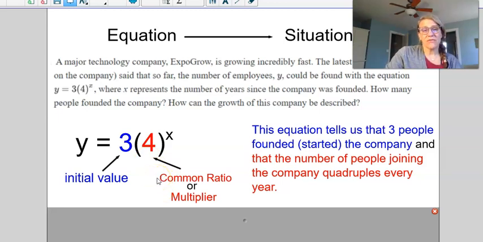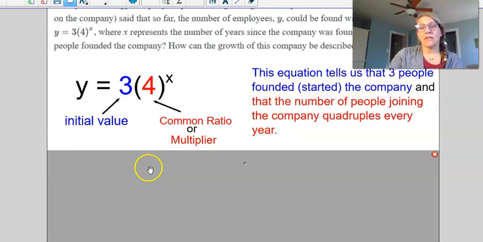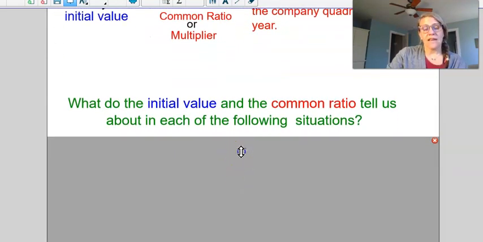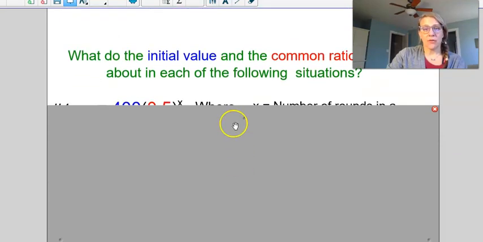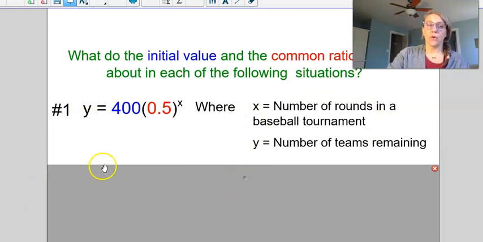So that's what you're going to do for the next couple of equations, and there will be some background information there for you, and then you need to do what I just did over here, which is tell what this equation is telling us. Okay, so here's the first one. Again, we're looking for initial value and common ratio. We've got to be able to describe what they're telling us in this situation. So go ahead and read over this and then answer what you think this situation is all about.